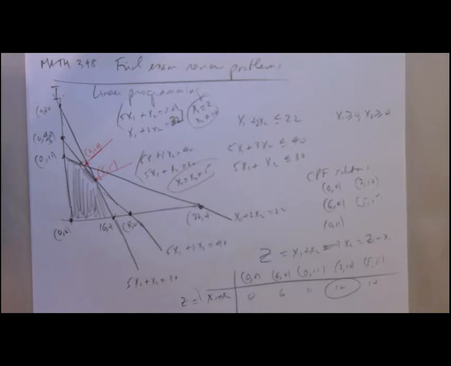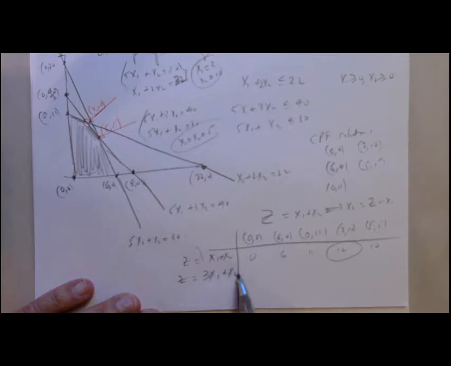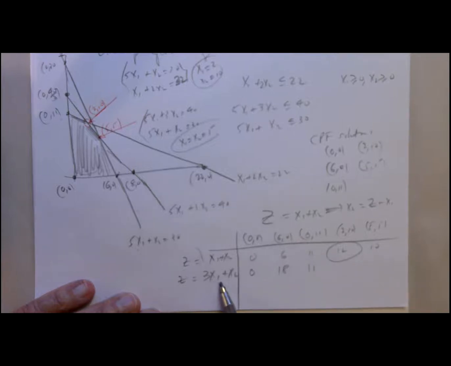If you were to take z equal to 3x1 plus x2, and you evaluate at each of the corner point feasible solutions, you get 0, 18, 11, 6 plus 10 is 16, 15 plus 5 is 20. So for this objective function, it's at (5, 5) where you have the maximum value.